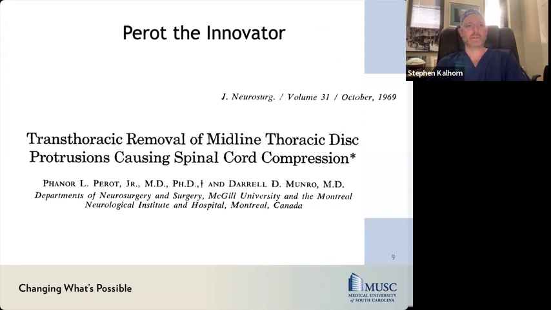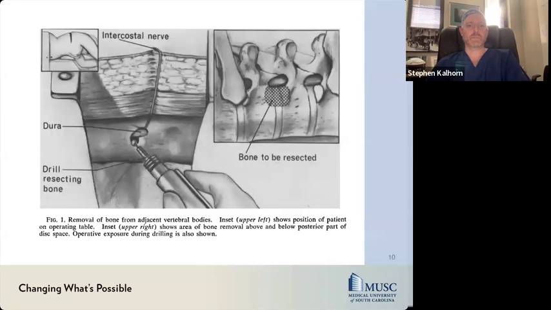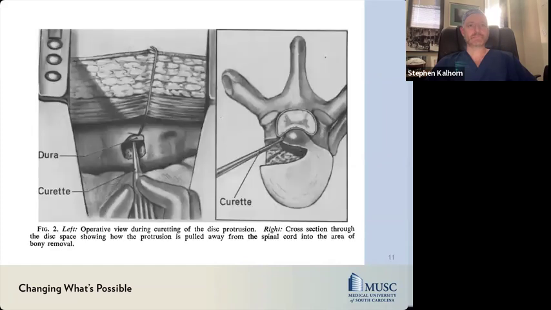He looked at the transthoracic removal of thoracic disc herniations, and this is his paper looking at the technique, with a diagram of the bone to be removed. This is the way we used to do it too. In my residency training, we would remove a chunk of the rib head, transthoracic, a big thoracotomy, expose the pedicle, expose the disc space, do a partial corpectomy at the level above and below, and then remove the disc.